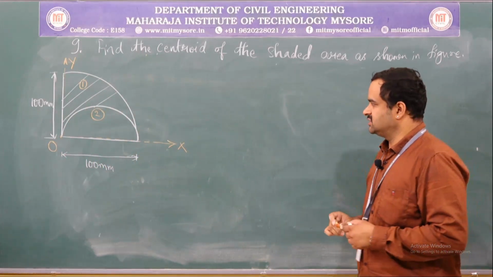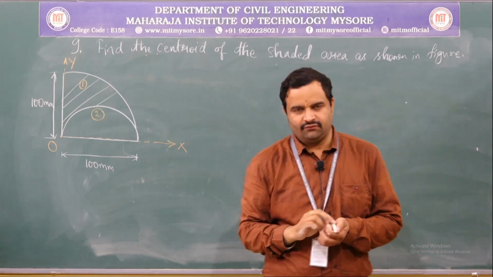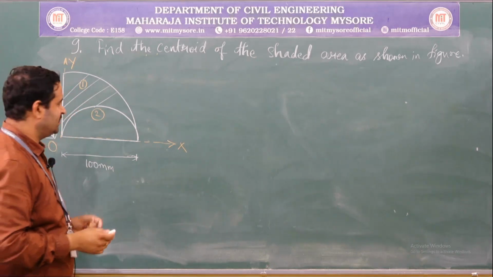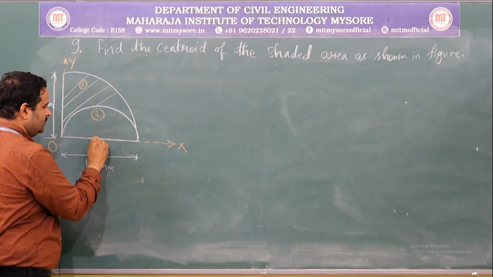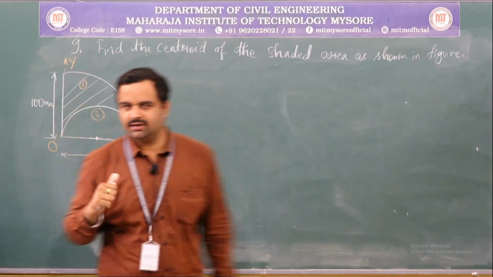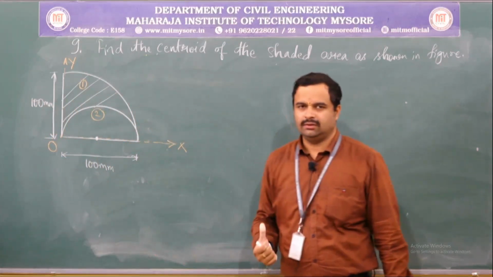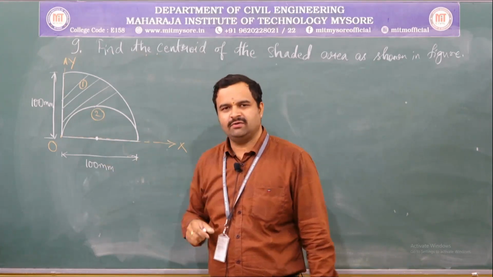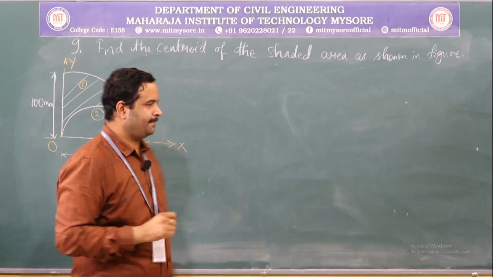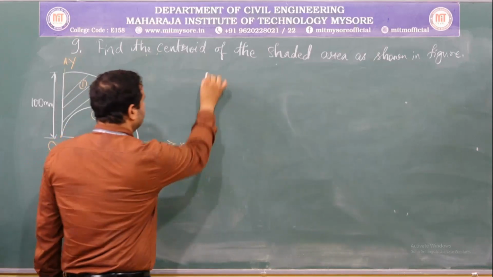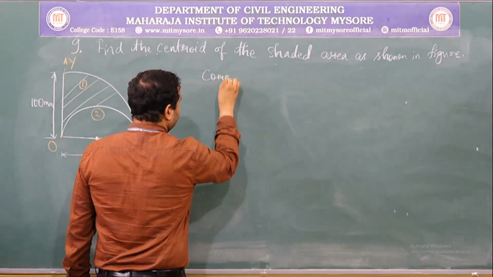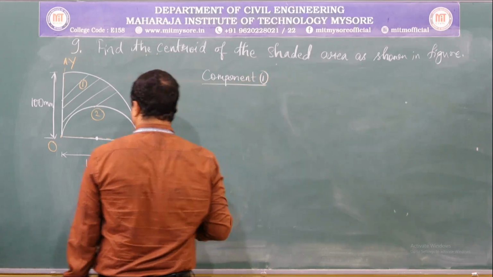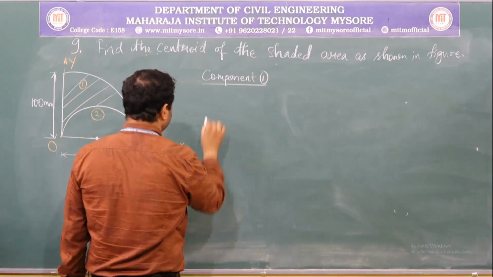Okay. Next, after dividing, what is left out? We know the dimensions as well. What is the radius of this semicircle? If you observe this figure, the diameter is given. If this is the diameter of the semicircle, the radius of this semicircle will be 50 mm. Yes or no? So, component 1 is quadrant.